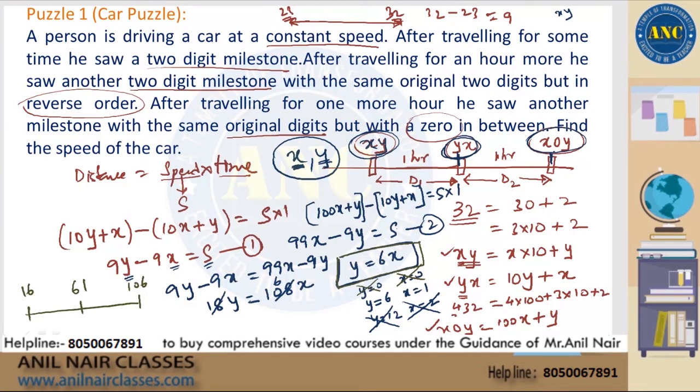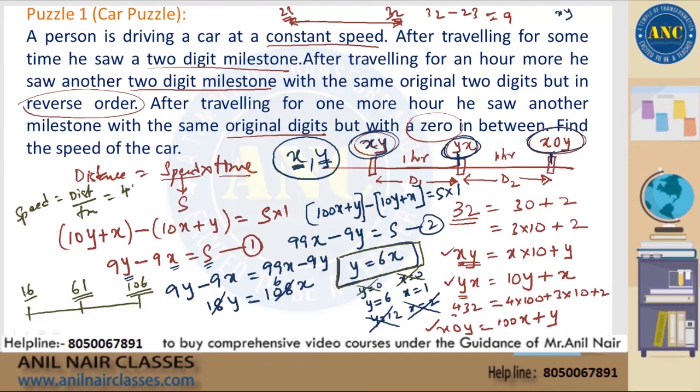Now what is the question asked? Find the speed of the car. Now I've identified xy, therefore you got yx, you got x0y also. Now you just need to calculate the speed of the car. Now you know distance is equal to speed into time. Therefore your speed is nothing but distance by time. What is the distance here? You pick up anything. 61 minus 16 is the distance. What is 61 minus 16?